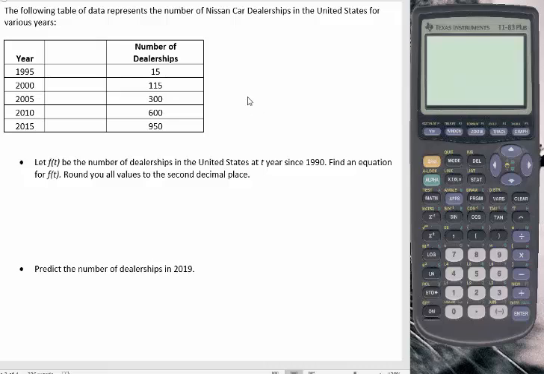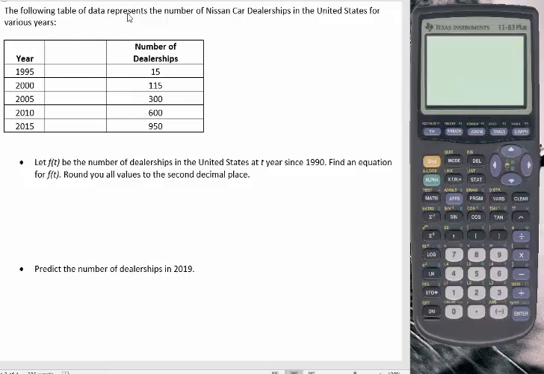Hi class, so what I want to do in this video is show you a complete problem with this quadratic modeling, and then I want to show you how to use your graphing calculator to solve these problems very easily. Also, this problem mirrors your final journal assignment. Okay, so here's the problem.